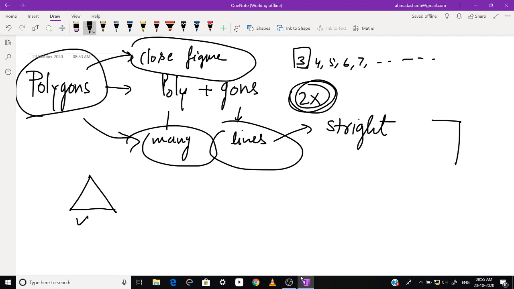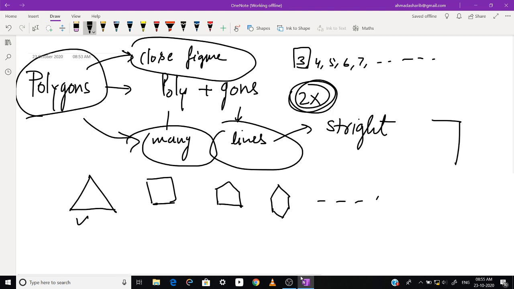So this is a polygon. Now it has 4 lines, it is also a polygon. Now 5 lines, this is also a polygon. Now 6 lines, this is also a polygon, and so on, 7 lines, 8 lines.